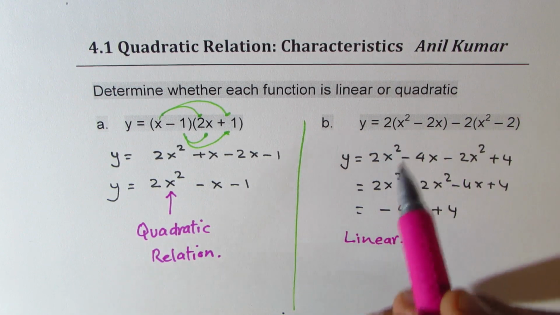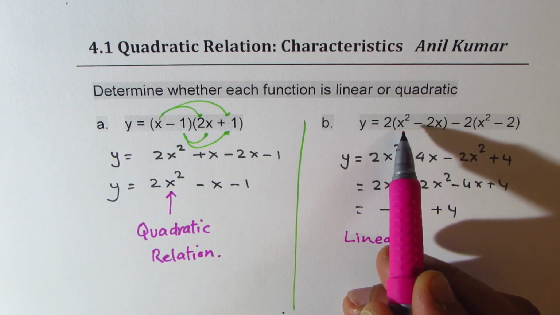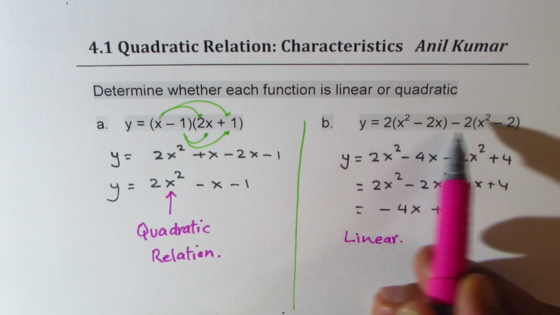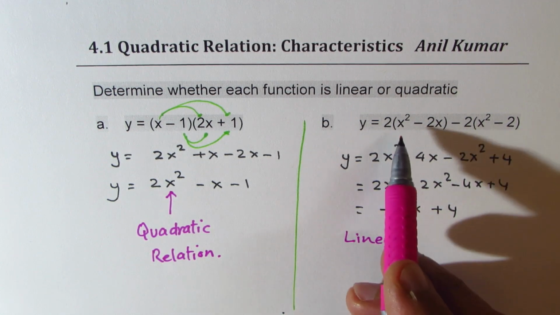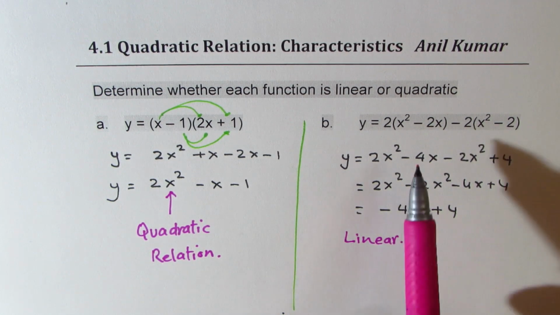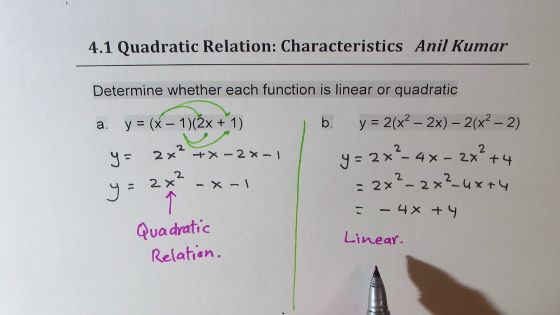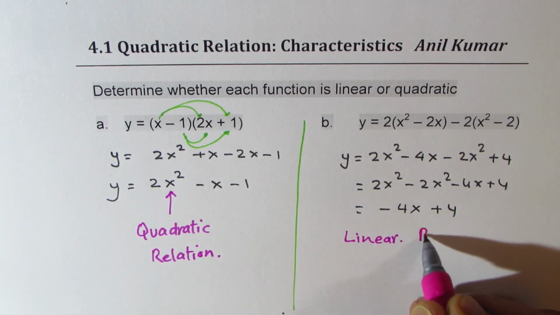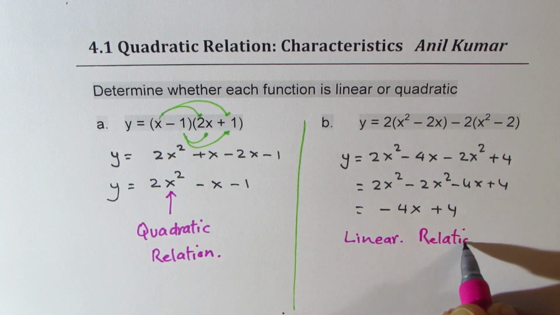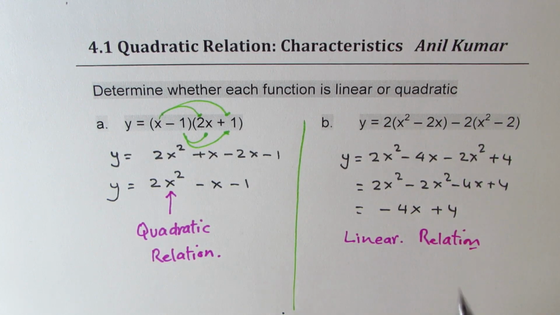Now, if you look at it, we do have an x squared term. However, it cancels out. So it is not a quadratic function. It represents a linear relation, okay? So this one is a linear relation. So be careful when you answer such questions. They may look obvious or simple, but you may get them wrong in tests. These are actual test questions, correct?